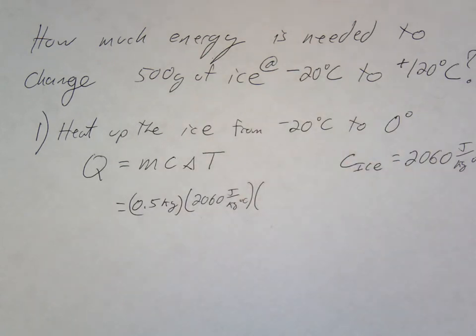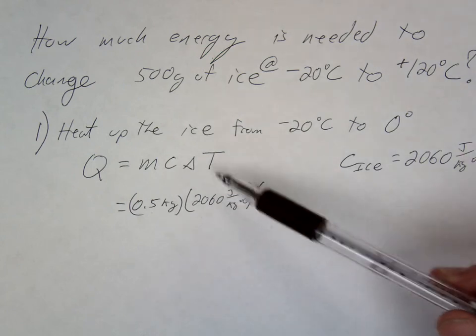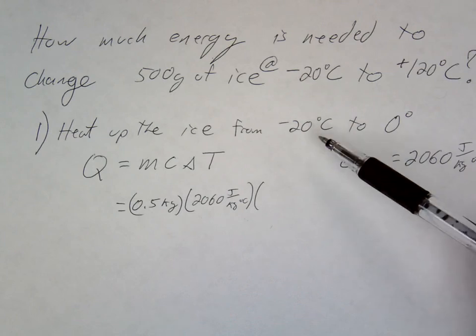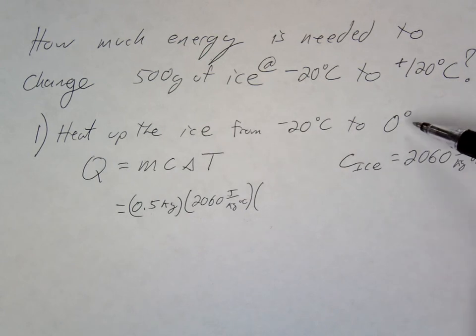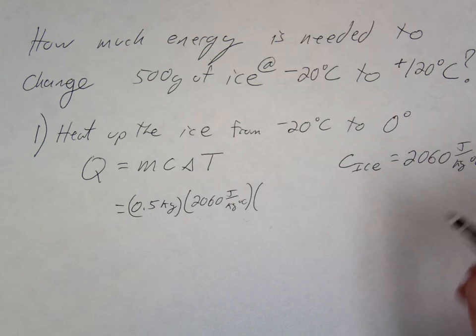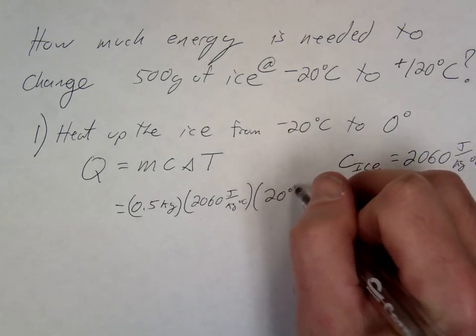Yeah. Are we ever going to have to deal with it in Kelvin? Like joules per kilogram per Kelvin? You could, since it's a delta T. Like if this was negative 293 to 273, notice the change is the same. Okay. So you could. Okay, and this is a 20 degree change.